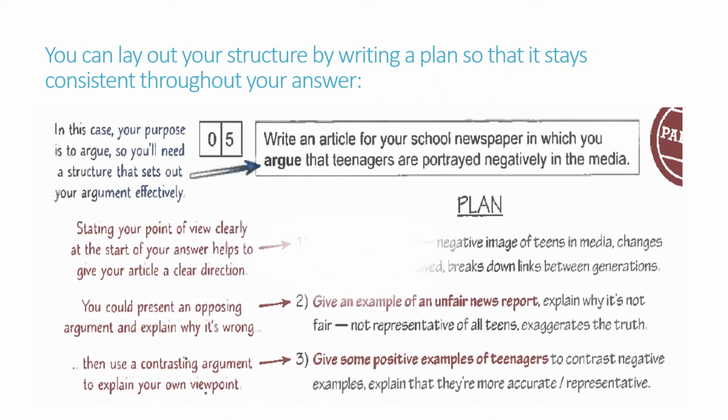However, regardless of the format, there is a useful three-point plan you can use to help structure any argumentative or persuasive piece of writing. Number one, start by making your point of view as clear as possible. This will help give your text, whatever it is, a clear direction. As you move through your points, you could also present an opposing argument and explain why you think it's wrong. And then use a contrasting argument to explain your own viewpoint. Of course, then you'd eventually move on to some form of conclusion.